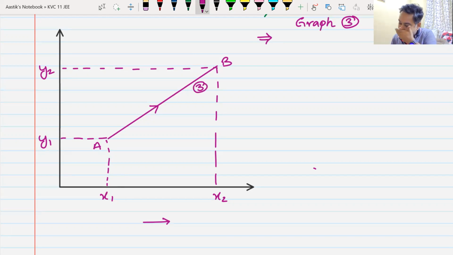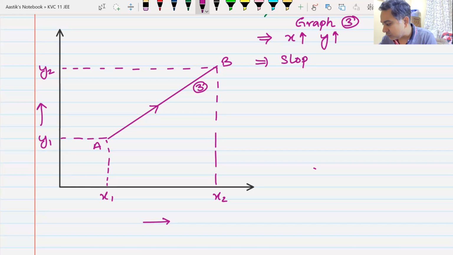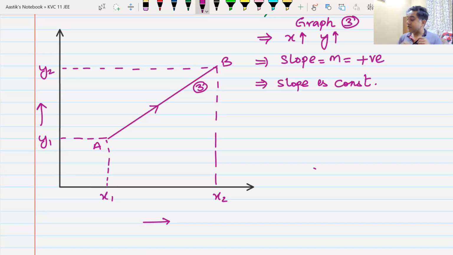What all things can you say about graph number 3? Tell me first. When x increases, what happens to y? Increases, sir. When x increases, y also increases, or you can say x is sort of directly proportional to y. Yes or no? If I find the slope of this graph, m, which is nothing but equal to tan theta, this slope is going to come as positive. Yes or no? So this is a graph with positive slope. Since it is a straight line, this slope is constant as well. It does not change. It is a constant.